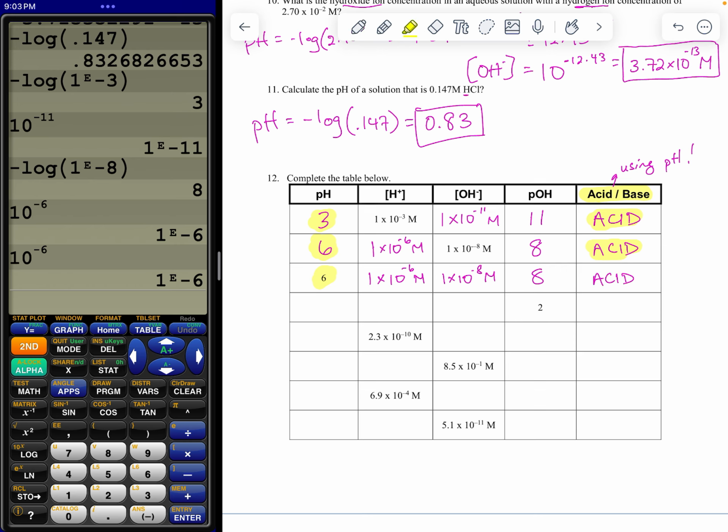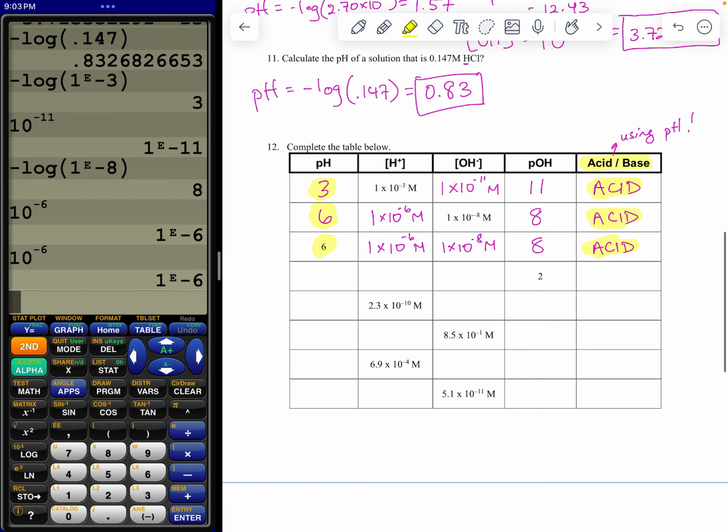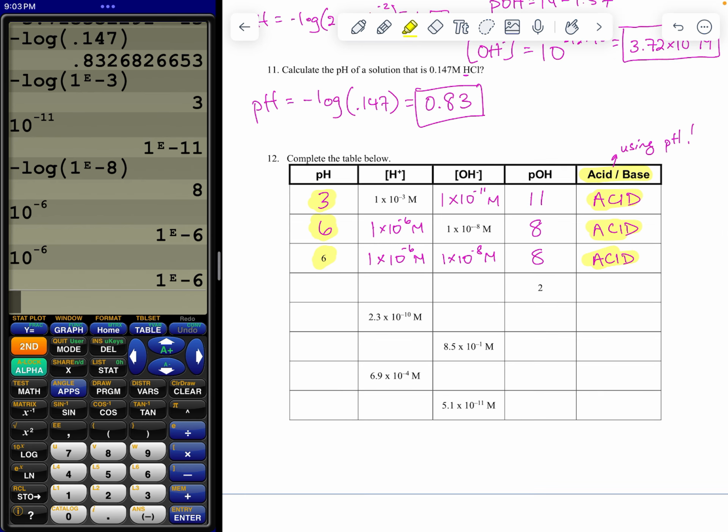Again, 6 and 8 are close to neutral, but for the sake of simplicity, we are just going to say that if it ain't 7, it ain't neutral. But it's definitely a very weak acid with a pH of 6.